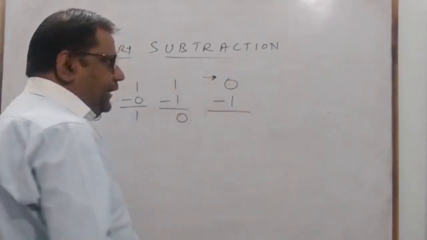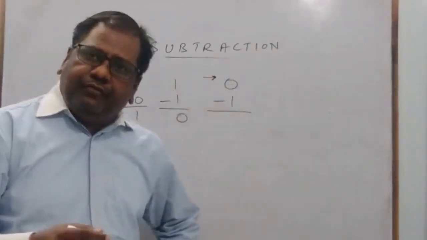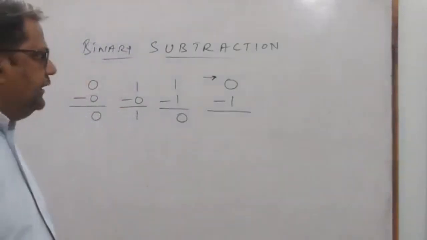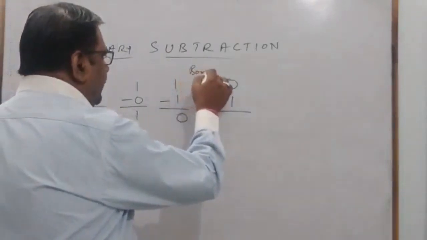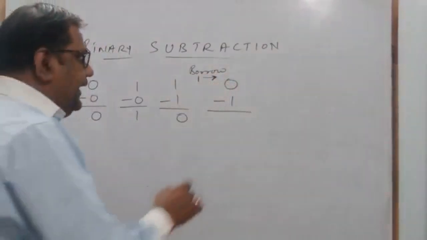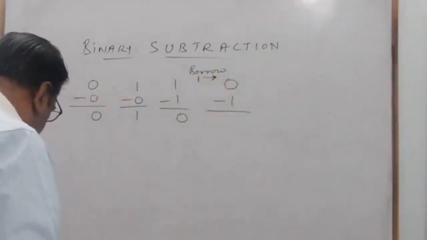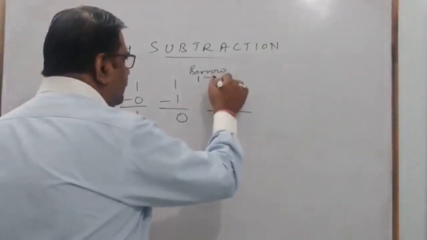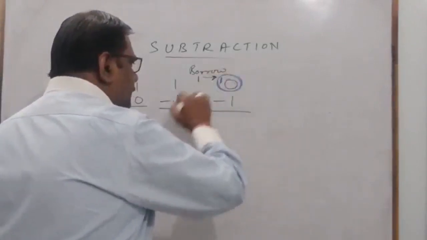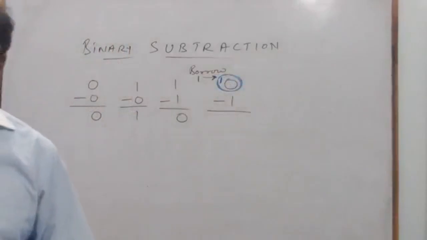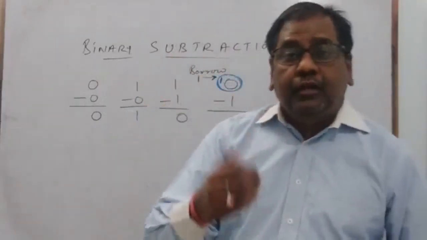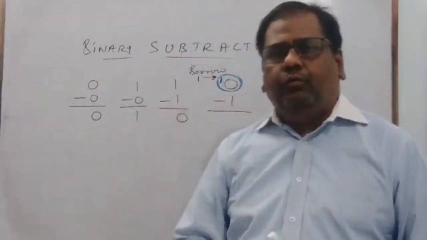Since we are working in binary, you cannot borrow 0. You have to borrow 1. When you borrow 1, it becomes 1 0. 1 0 is 2 in decimal. When you take out 1 from 2, what is the remaining value?